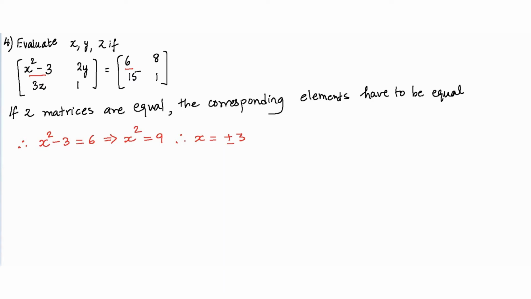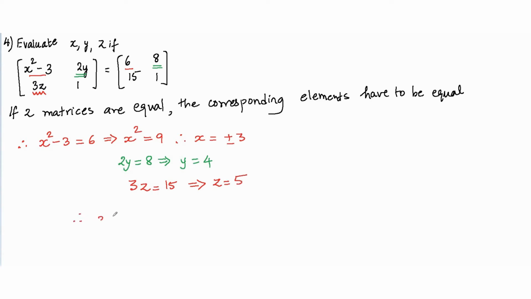Let's now compare the next element. So 2y should be equal to 8. So 2y equal to 8 would imply y is equal to 4, right? So that's the value of y. Let's compare the next element, 3z. 3z has to be equal to 15, which implies z has to be equal to 5.